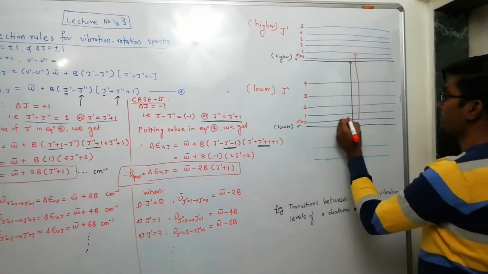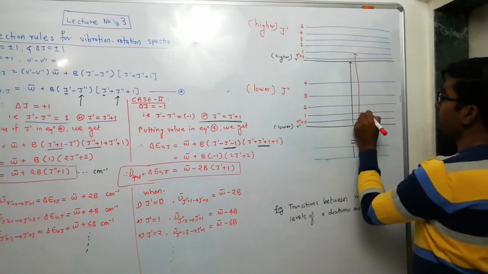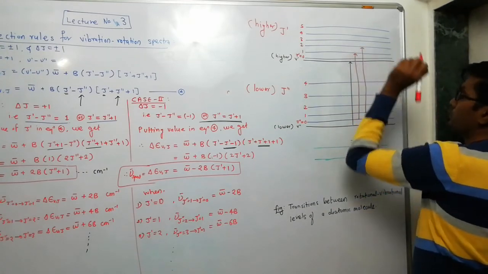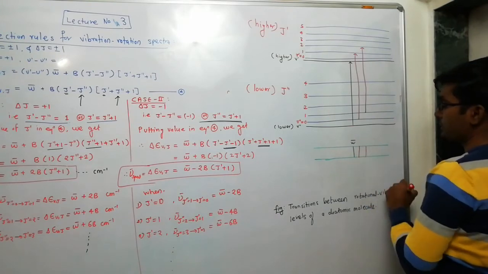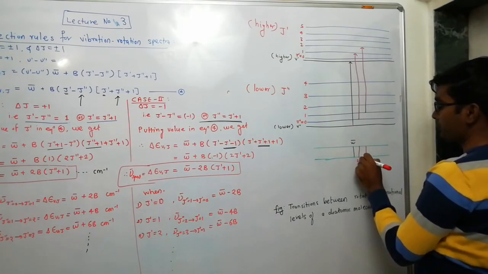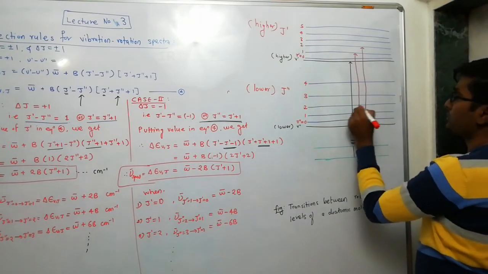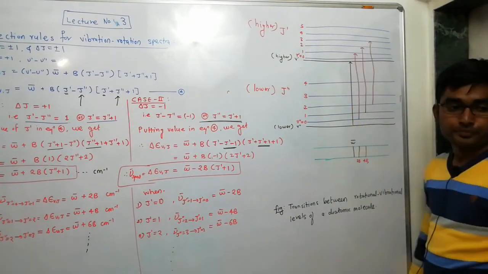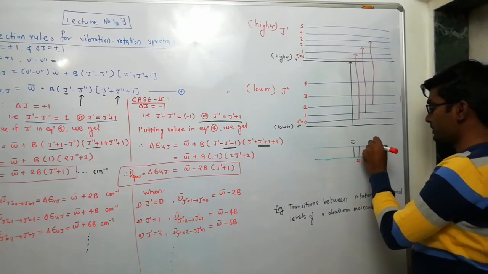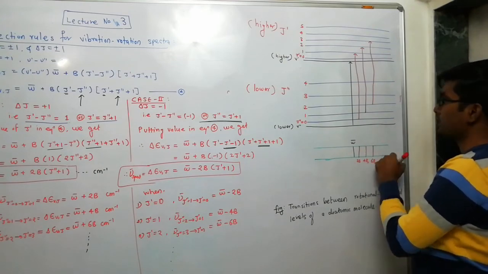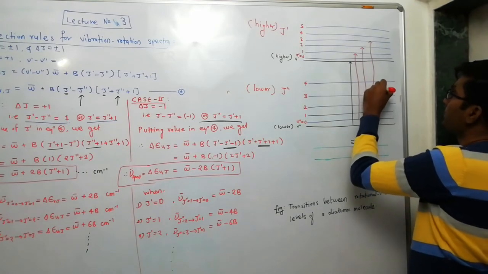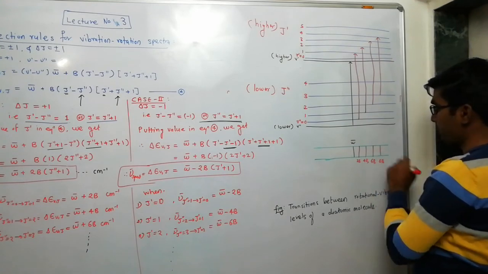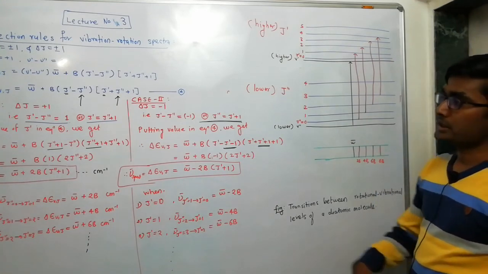The second transition will be from J double prime equal to 1 to J prime equal to 2. This is the second line, which is observed at 4b. The third line is observed at J double prime 2 to J prime 3, and the third line is observed here. This is 6b. Similarly, the fourth line will be J double prime 3 to J prime 4. This will be 8b.